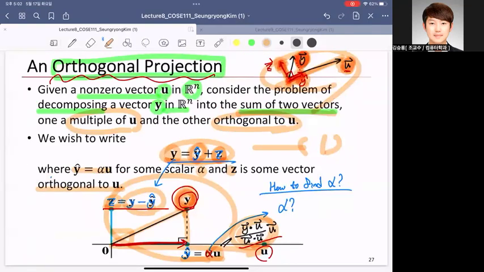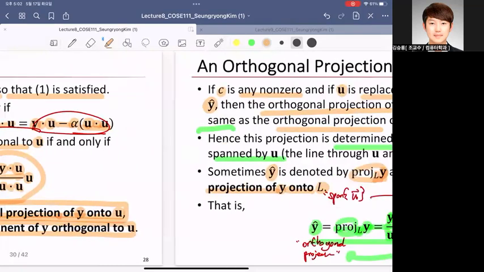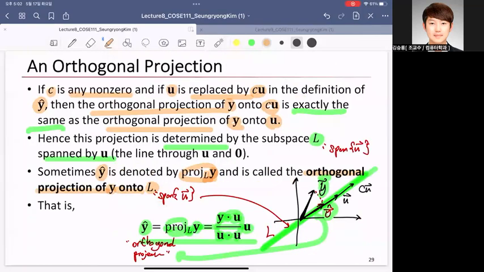We also discussed the orthogonal projection concept. y can be decomposed as y hat plus z, where z is equal to y minus y hat. Here y hat is called the orthogonal projection of y onto u, and vector z is called the component of y orthogonal to u. Sometimes y hat is denoted by projection onto L of y, which is called the orthogonal projection of y onto L.